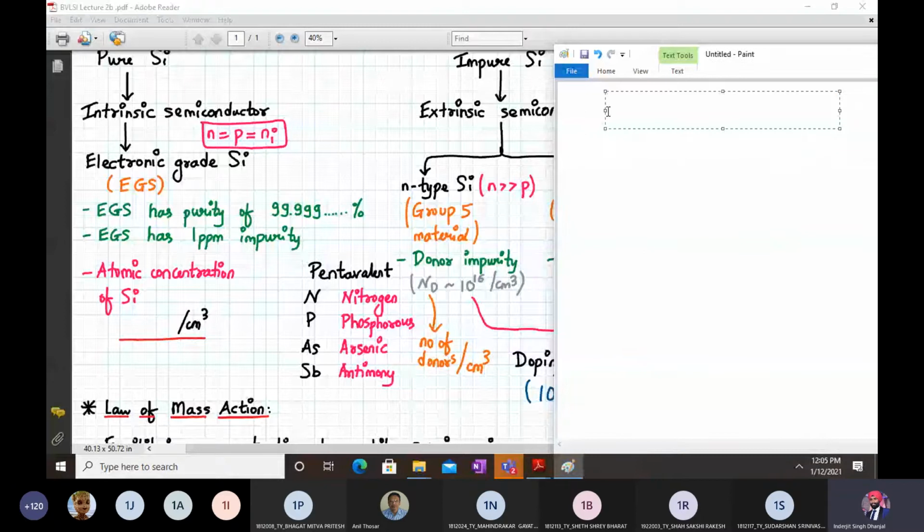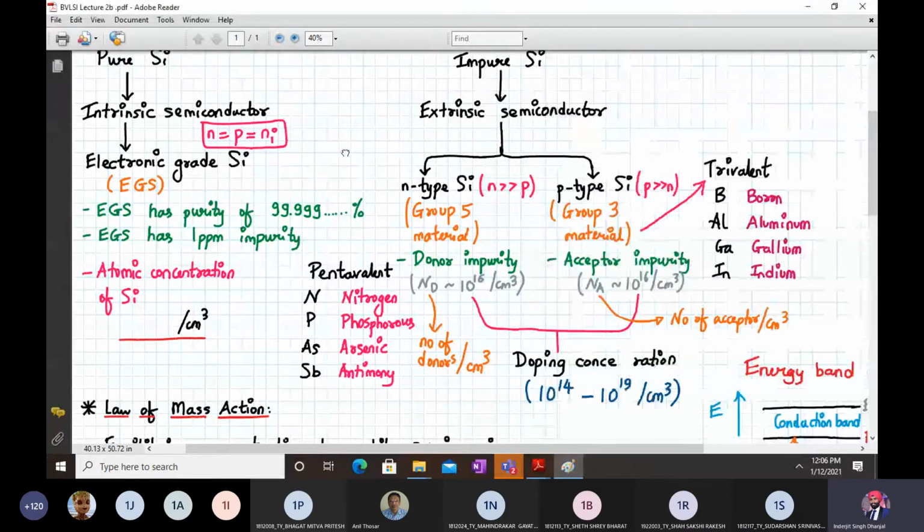Okay. So the atomic concentration of silicon, enough with the suspense. Now let me write over here 5 into 10 raised to 22, per centimeter cube. So per centimeter cube, how many silicon atoms are present? That is the number which you're looking for. All of you were way off. It's not around 4 or 8. No. The number is very huge. It's 5 into 10 raised to 22. I hope that you have noted that down.